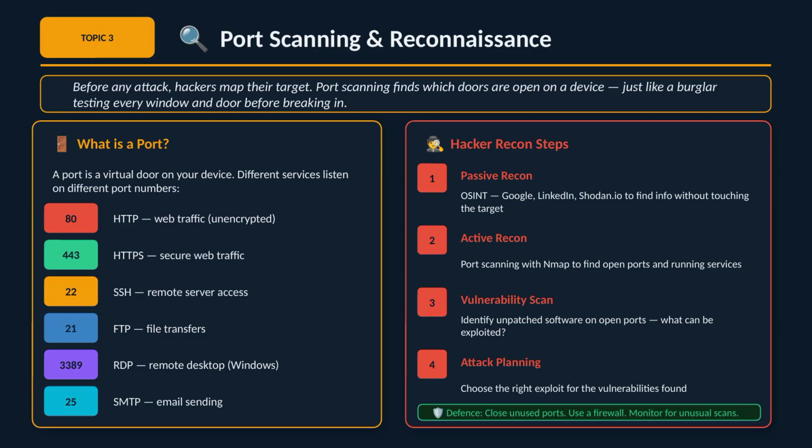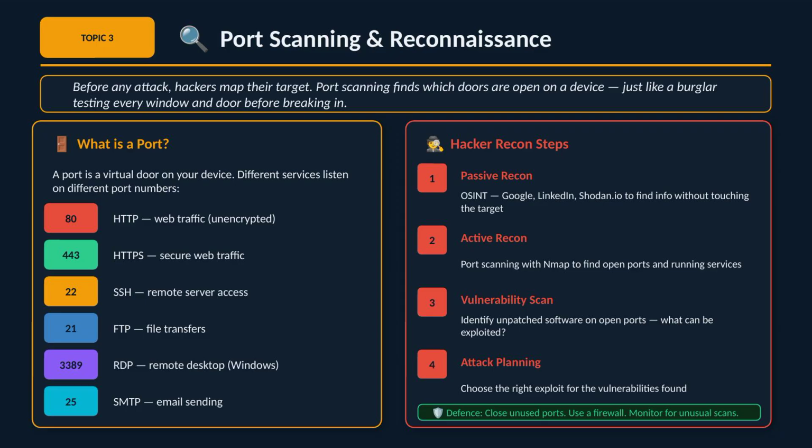And port 25 is SMTP, mail sending. Each open port is a potential entry point for an attacker. A hacker uses a tool called Nmap to scan a target and find out which ports are open and what services are running on them. Once they know which ports are open and which software versions are running, they look for known vulnerabilities in those specific versions. The entire reconnaissance process follows 4 steps.